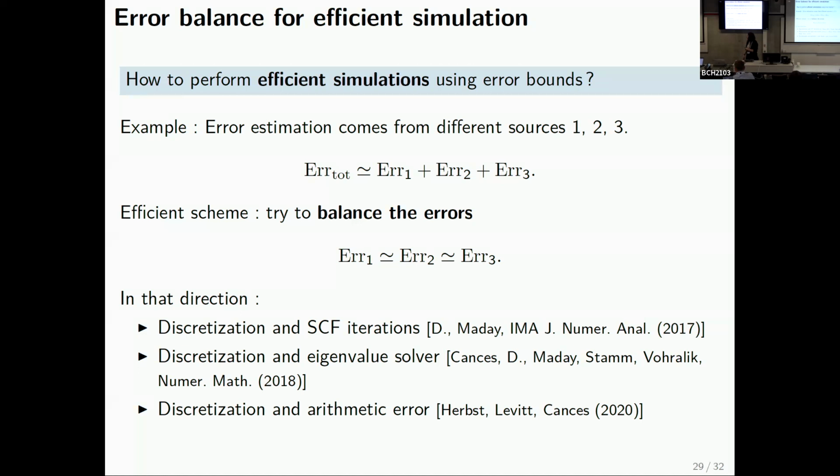You really need to refine only the parameters that lead to the largest errors. This has been done on a few examples. For example, combining the discretization and the self-consistent field errors for the problem I just showed. We also did some balancing between discretization and eigenvalue solver in a different work, and also Michael, Antoine and Eric have done some bounds depending on both the discretization and the algorithmic error.